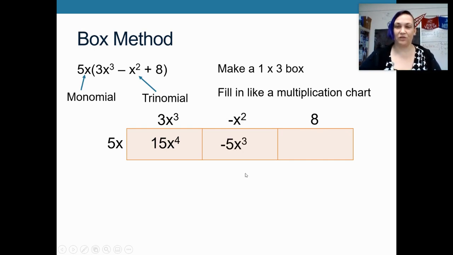Finally, for this last box over here, I'm still using the 5x, and now I'm going to multiply it by the 8. So 5 times 8 is 40, and then the x just stays the same since there was no other x to multiply it with. So that's how you fill in the box.